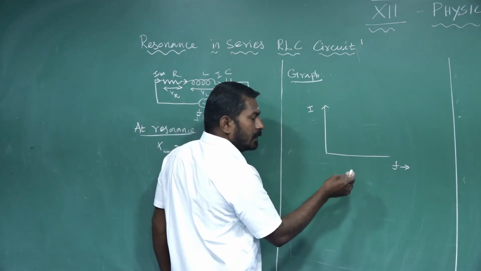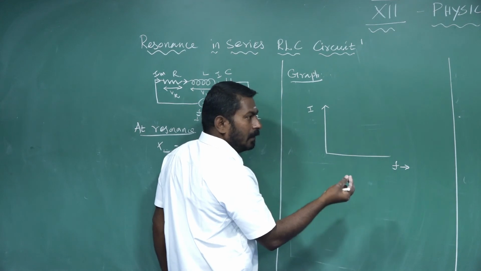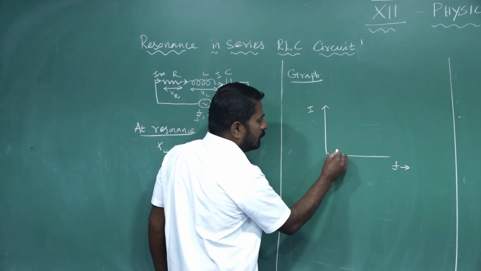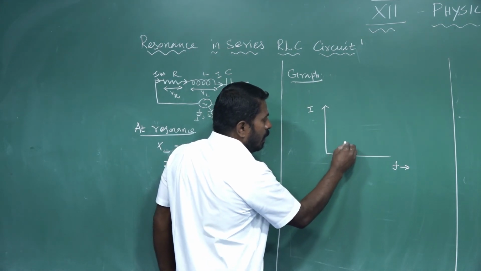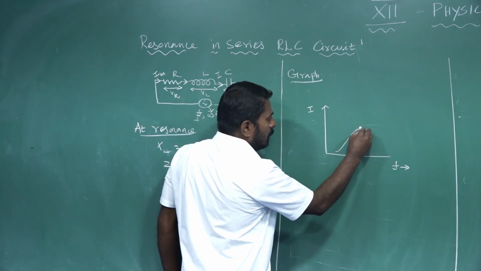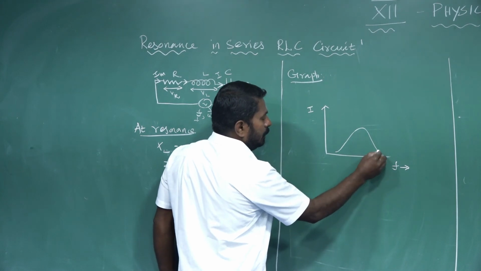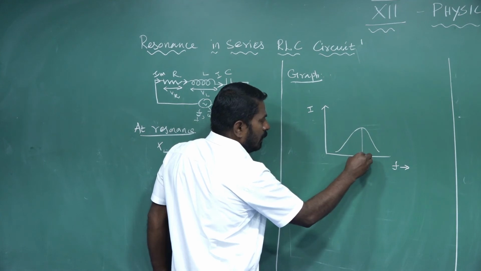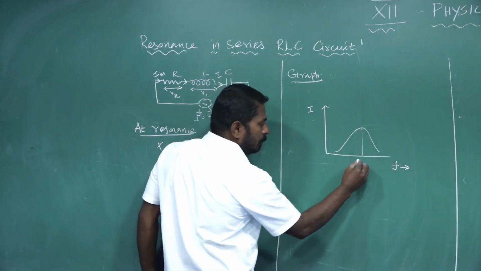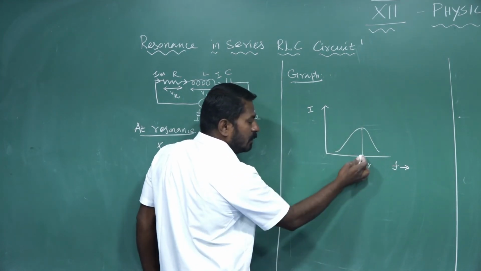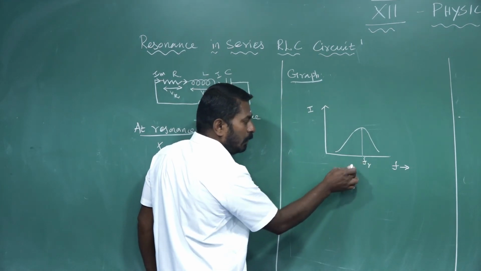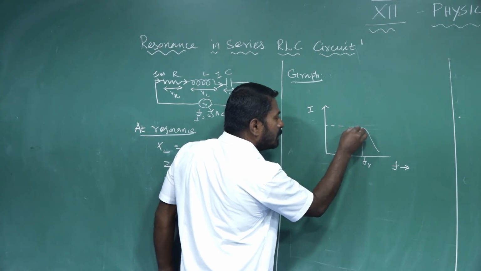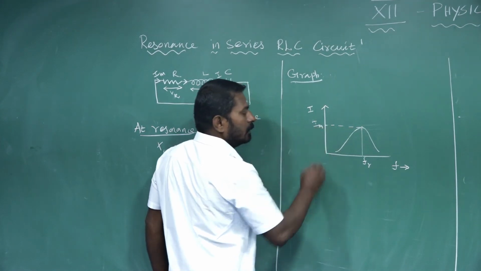Initially, as frequency increases, we already know that net reactance decreases, impedance decreases, and current through the series RLC circuit increases. At one particular frequency, net reactance value is 0, and impedance of the series RLC circuit is minimum at that particular frequency Fr. That frequency is called the resonant frequency of AC voltage. At that particular frequency, current through the series RLC circuit becomes maximum. This is the maximum current.